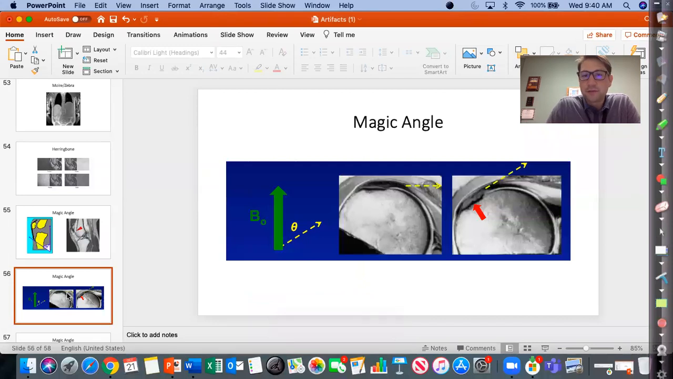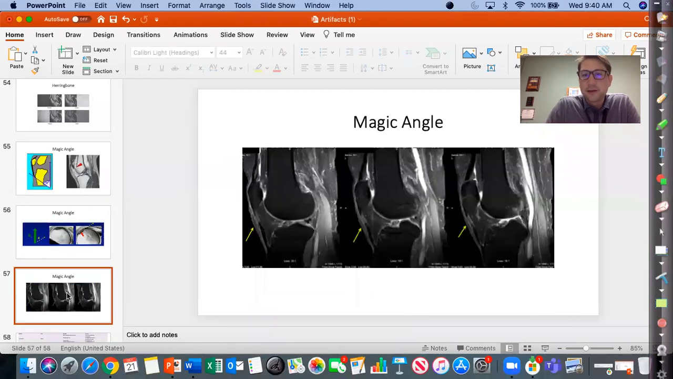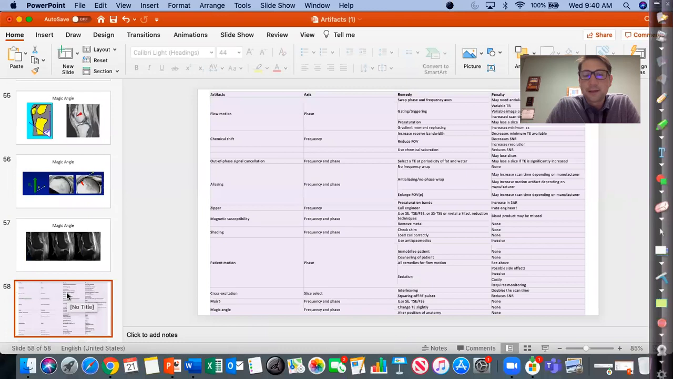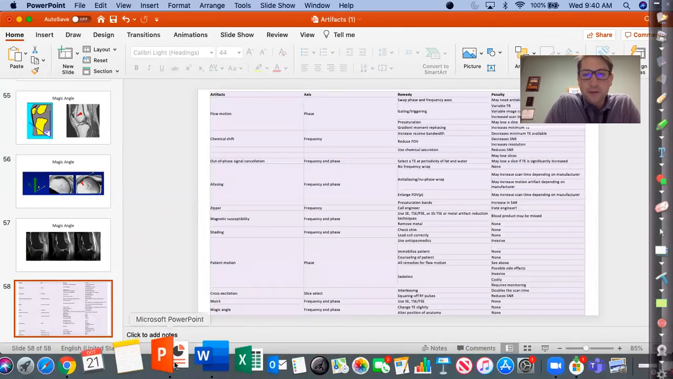Magic angle again for the rotator cuff and patella tendon. And then I just added a quick breakdown. This is from your book, but the chart that I have is more in depth. This is just from your book. So any questions?